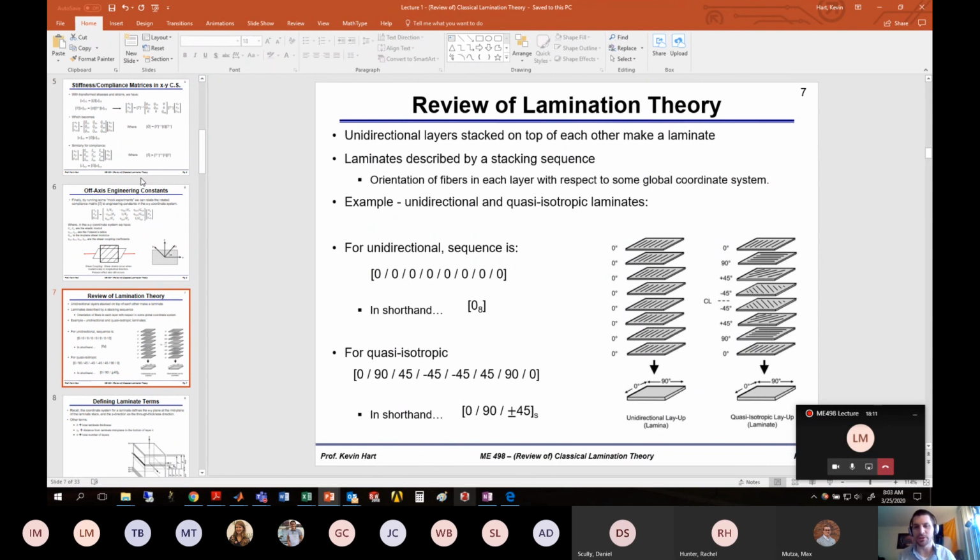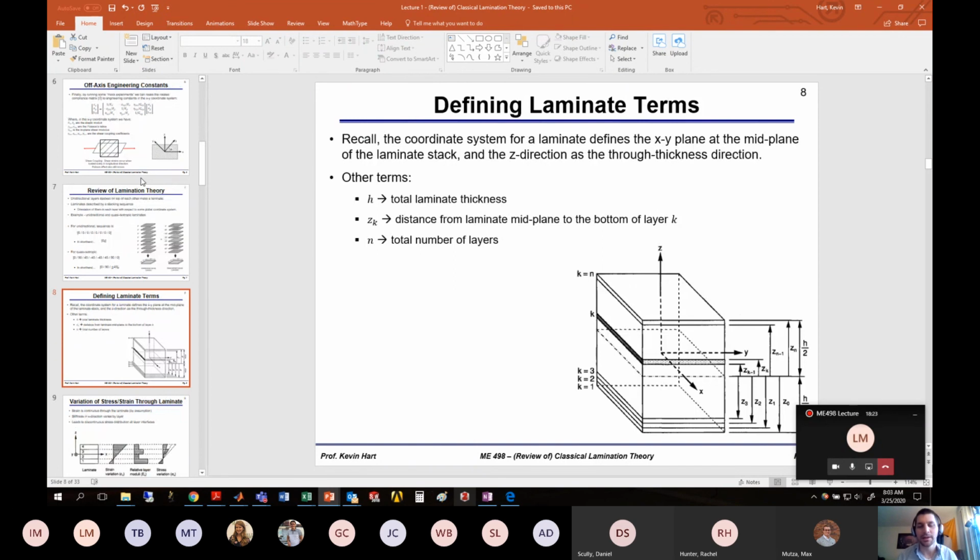So if we have a unidirectional laminate, we have many layers of 0-degree lamina, or we can have a quasi-isotropic laminate, where the stacking sequence varies something like 0, 90, 45, minus 45, and so on and so forth. And then we have these definitions for the various lamina in the laminate.